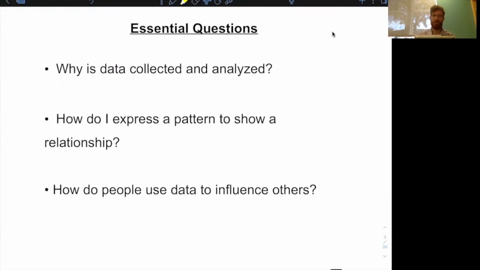So the essential questions that I want us to look at here, ladies and gents, are why is data collected and analyzed? How do I express a pattern to show a relationship? And how do people use data to influence others? So these are larger questions in terms of how we utilize the skills that we're going to learn.